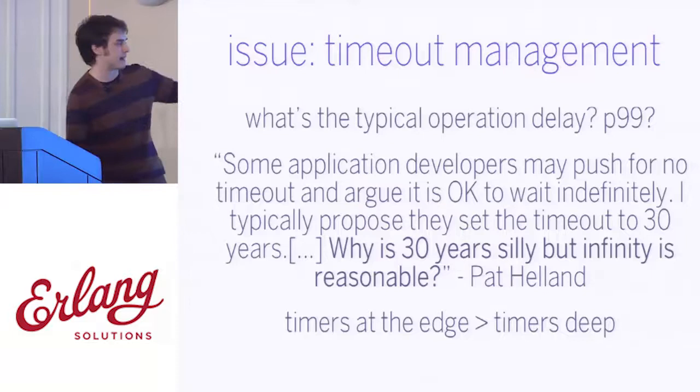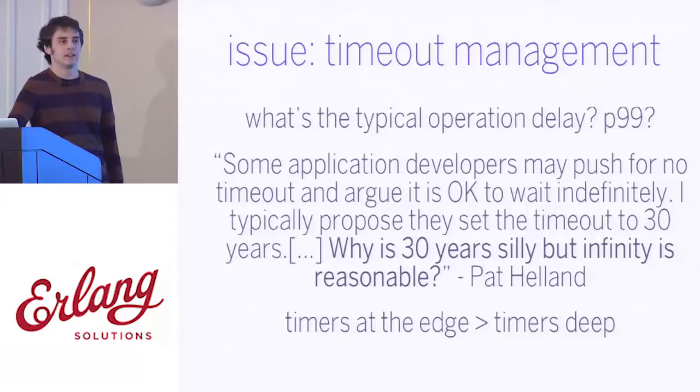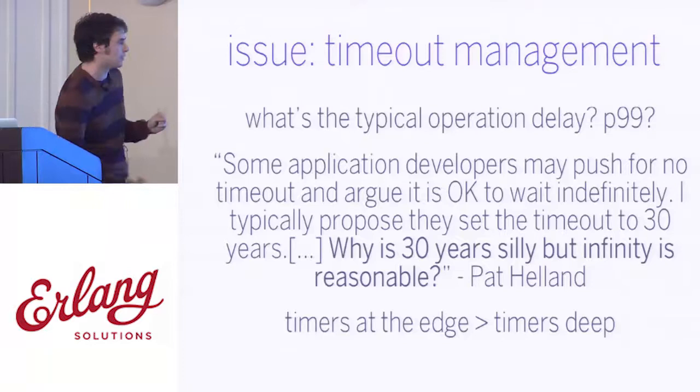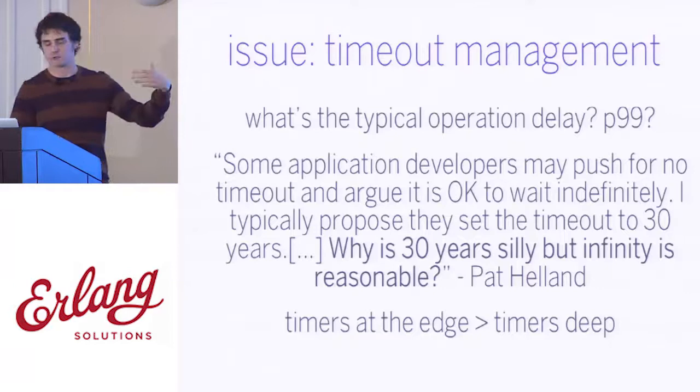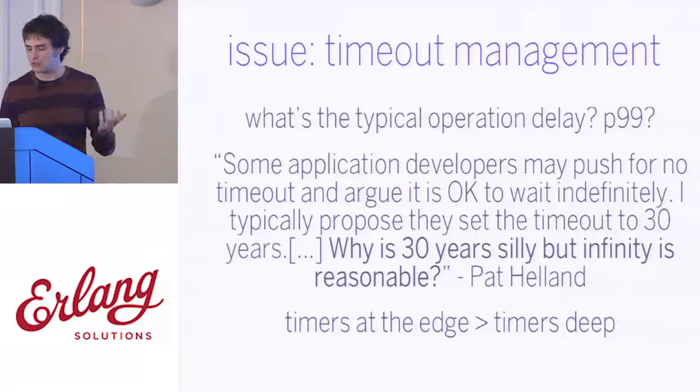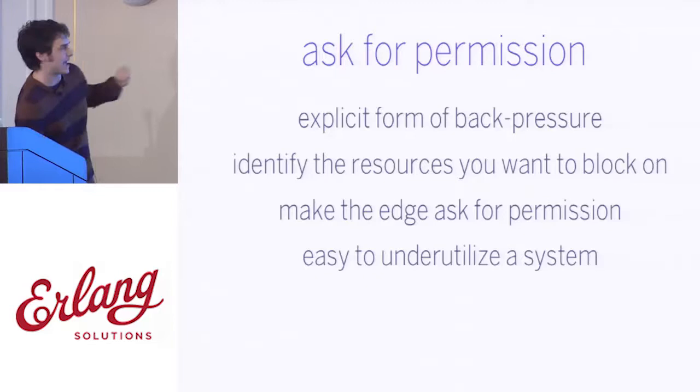And usually, you want the timers at the edge to be bigger than the timeouts deep inside the system. Now, something you may want to do is say, well, every request I want to do will take 15 seconds maximum because 30 years was too long. And everything past that can be set to infinity because the timer at the edge is taking care of the rest. So if you do that, you basically have one big timer and the rest has back pressure for no very good reason. So what's interesting is getting into an explicit form of back pressure, which is asking for permission.